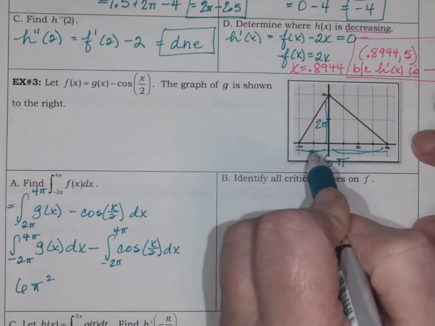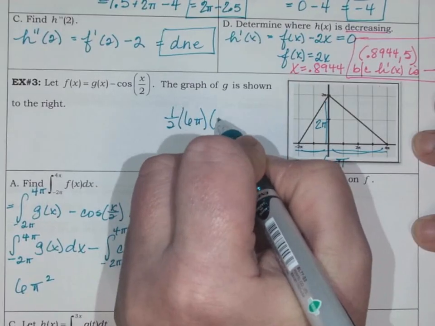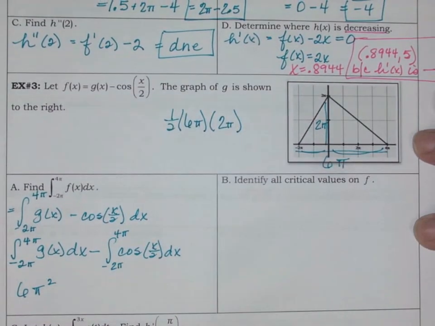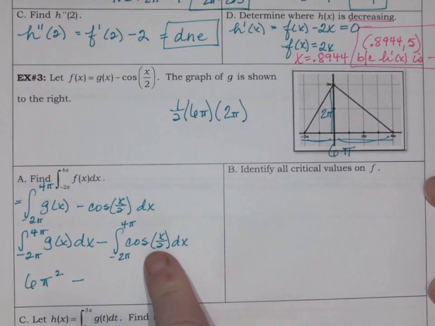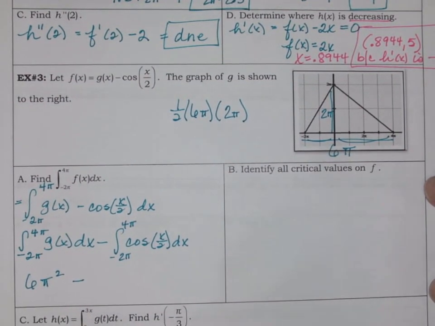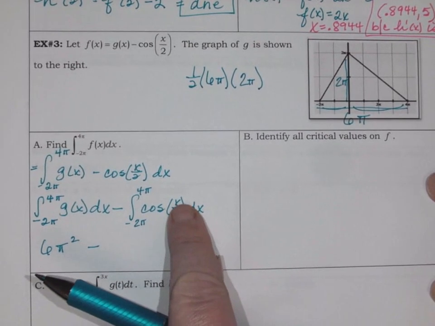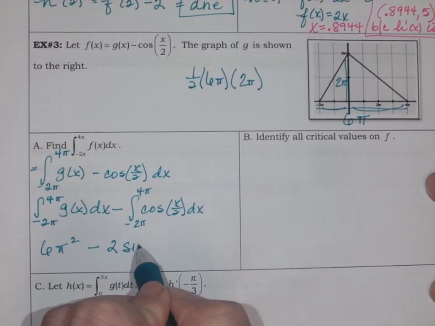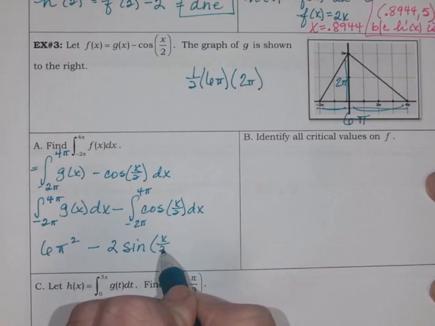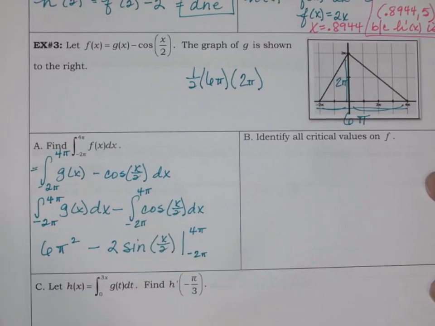Everybody okay with that? My area is going to be 1/2 my base, which is 6 pi, times my height, which is 2 pi. Okay. Then I've got a minus. Now I need the antiderivative. So the antiderivative of cosine, remember, is positive sine, and then we put the reciprocal out front. So this is like a 1/2 x, so the reciprocal of 1/2 makes it a 2, and then we turn it to sine of x over 2, and we're going to evaluate it at 2 pi and 4 pi.